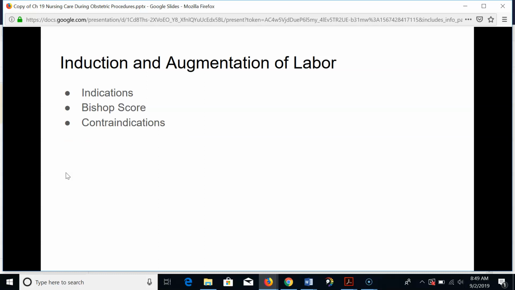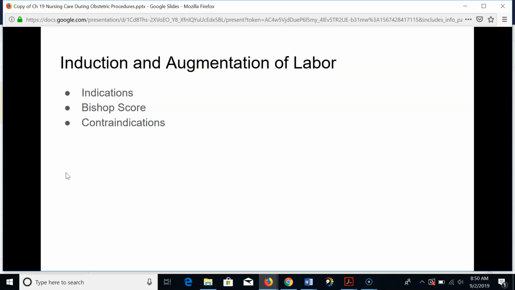Augmentation of labor is considered to be helping a woman's labor progress, where an induction is more initiating labor. If a woman is dilated to 3, has regular contractions, then performing an amniotomy is an augmentation because it's helping that labor process. Induction is typically when the woman isn't in labor, but they give medication to artificially start the labor process.